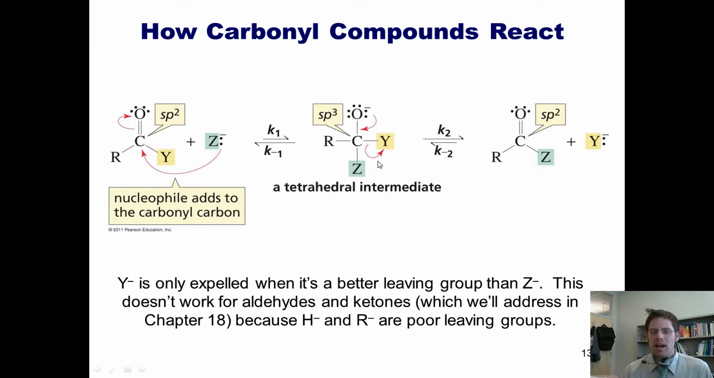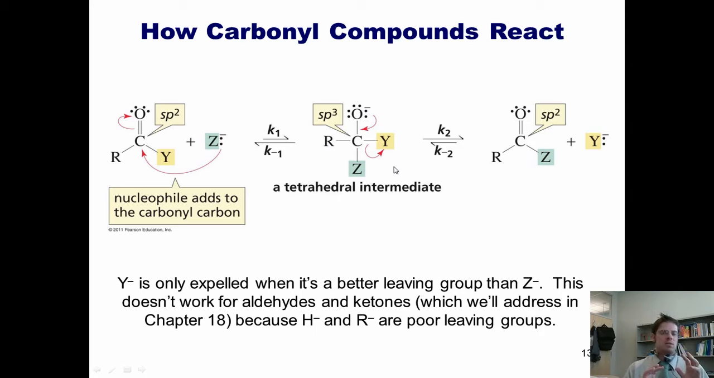Now in the case of aldehydes and ketones, Y here would be a hydrogen or an alkyl group. Hydrogen and alkyl group are very, very poor leaving groups, so the O- cannot come down and kick off an H- or a carbon with a minus charge on it, because that would be extremely unstable. Hence, for aldehydes and ketones, this minus charge does not come down to reform a double bond and give this kind of product. It does something a little bit different, which we will discuss later on in Chapter 18.